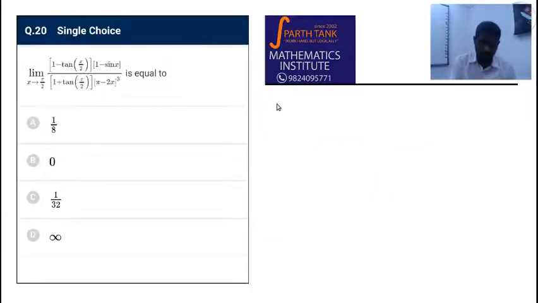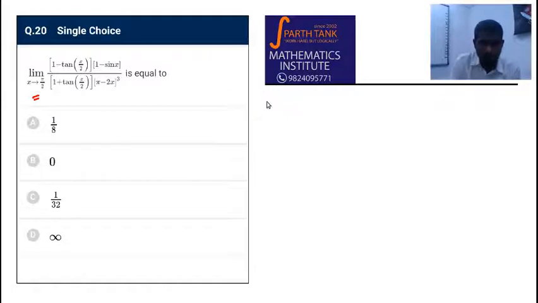Okay. Question number 20. Limit x tends to pi by 2, (1 minus tan x by 2) by (1 plus tan x by 2), times (1 minus sin x) by (pi minus 2x) the whole cube. Now let us see, if x tends to pi by 2, of course all this is a 0 form here, and I get a 0 here also, so 0 by 0 form. How can we simplify this?